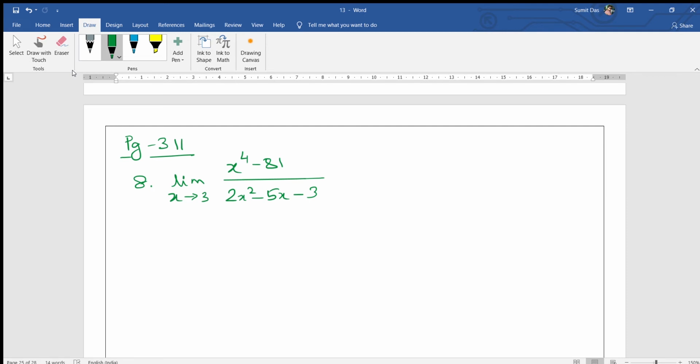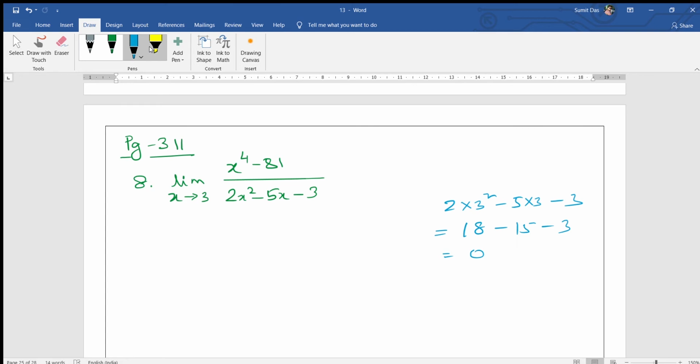So in this question, first try to put the value of 3 in the denominator. If you put the value in the denominator, what will you get? You will get 2 into 3 square minus 5 into 3 minus 3. So 2 times 9 is 18, minus 15 minus 3. So the denominator will be 0. Whenever the denominator is 0, we have to reduce this so that we can use some other formula, or so that things can be changed. So what we have to do is factorize the denominator.